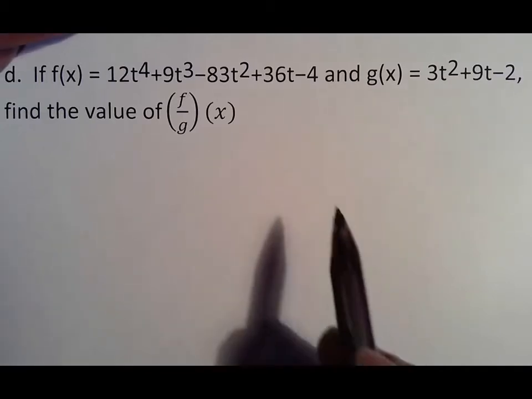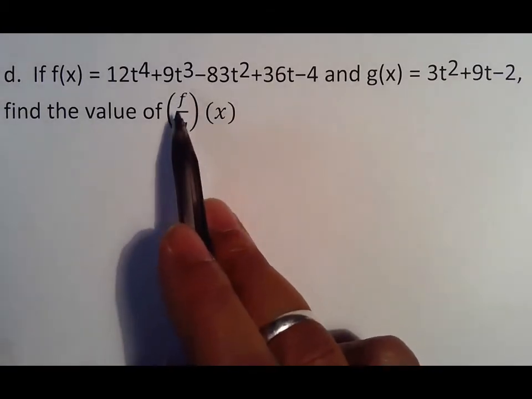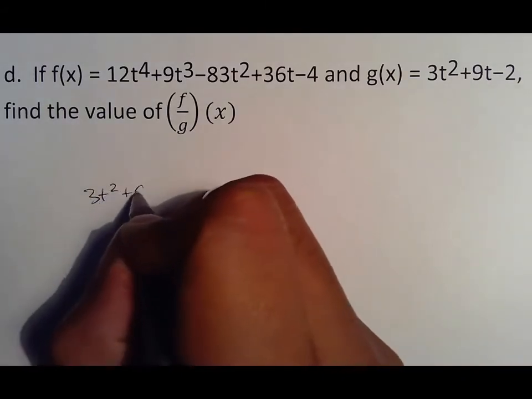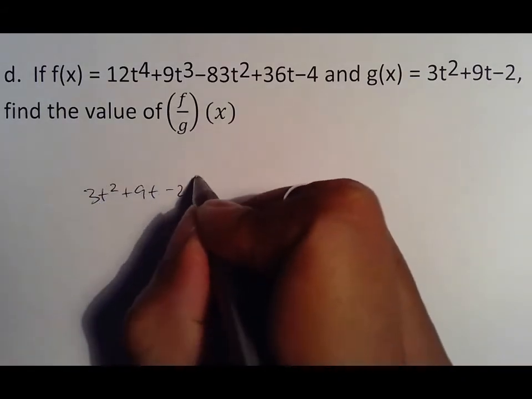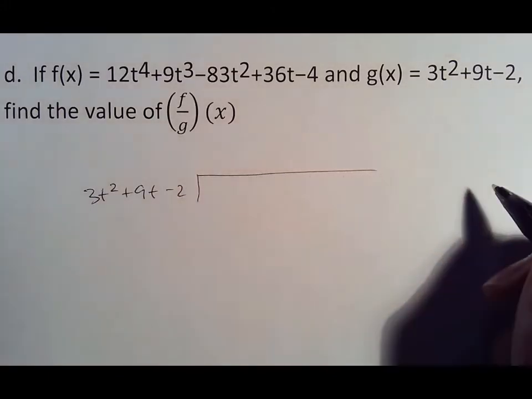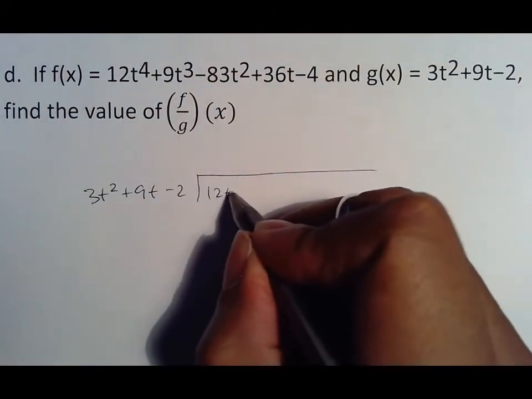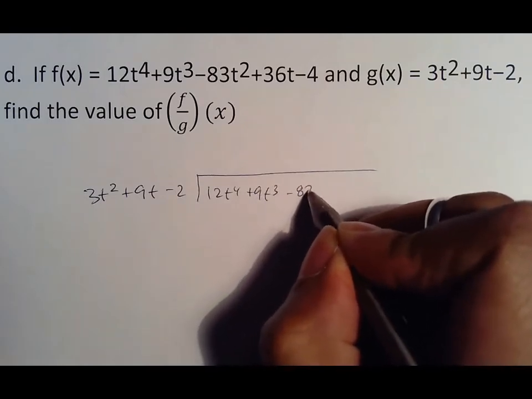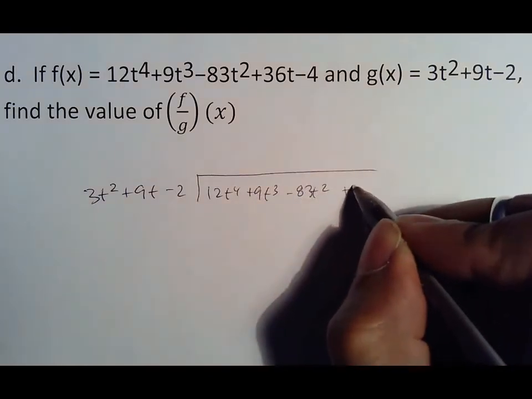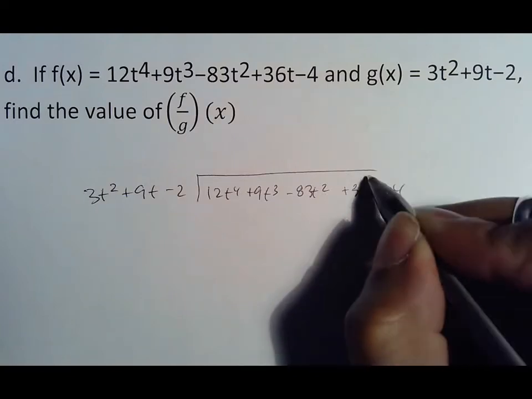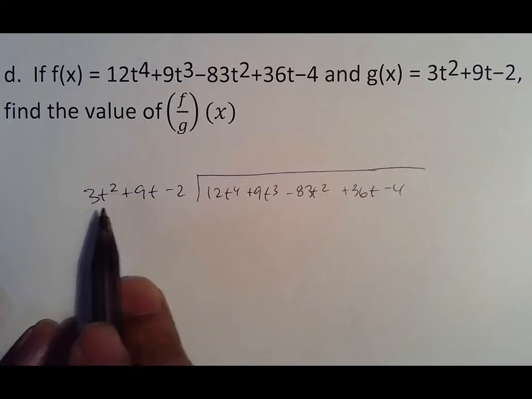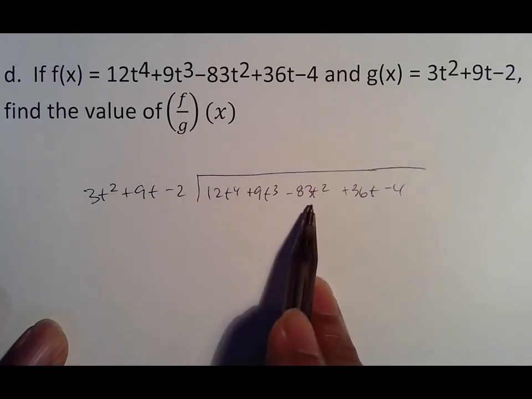That means this divided by that, which means I would put 3t squared plus 9t minus 2 going into 12t to the 4th plus 9t to the 3rd minus 83t squared, going into all that. And if you remember, if there are 3 terms, you start above the 3rd term.